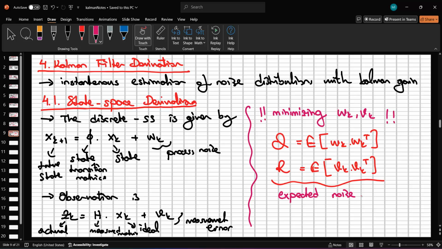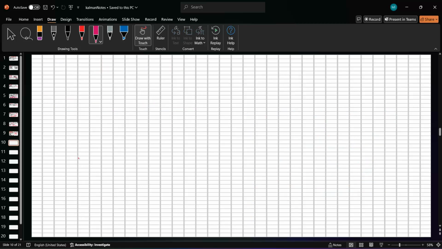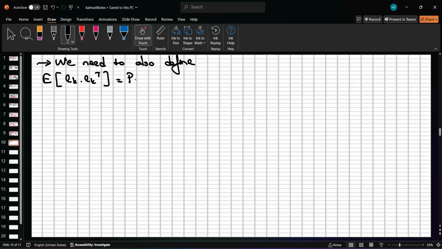Expected noise values. Okay? And so we need to define the Q and R at the maximum rate of the noise values. And so if we know it in the scalar form, we can use this Q and R matrix in order to remove the noise from the signal here, okay? So if these are the definitions, then we need to also define this one. The mean squared error function, Ak times Ek transpose, can be equated with Pk.